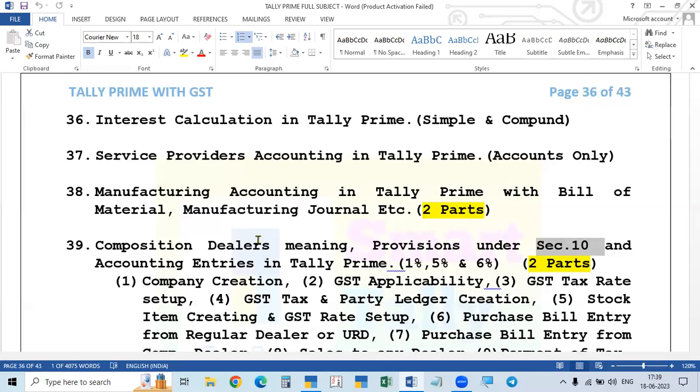For the last date of filing, in the regular cases, GSTR 1 is the 11th of the next month and GSTR 3B is the 20th of the next month. But for composition dealers under this scheme, it is after the quarter, the 18th of the next month. After completing April, May, June, July 18th is the last date. For July, August, September, October 18th is the last date for filing the statement and payment of tax. For the March quarter, April 18th will be the last date.